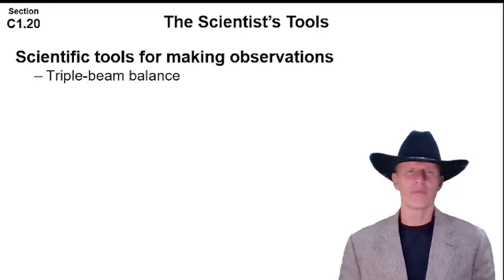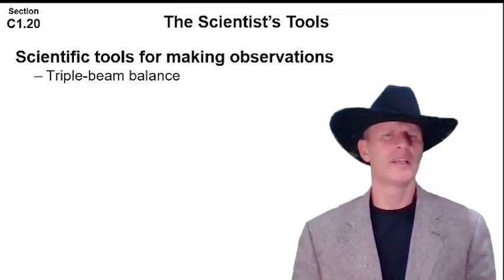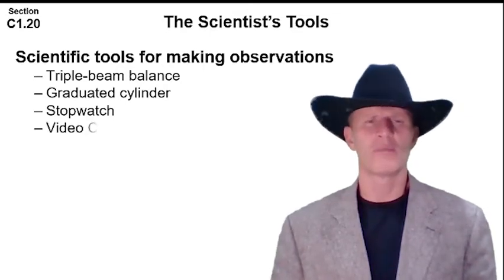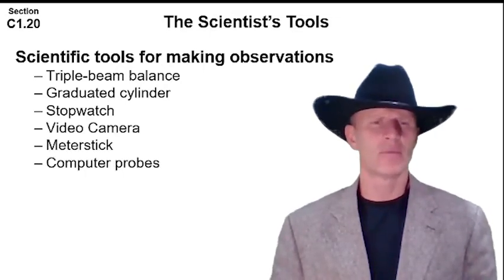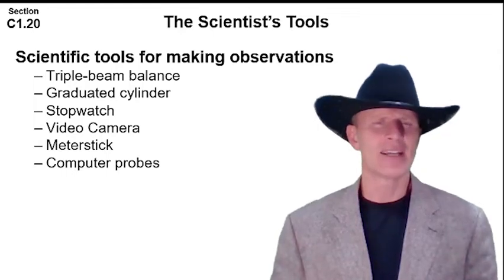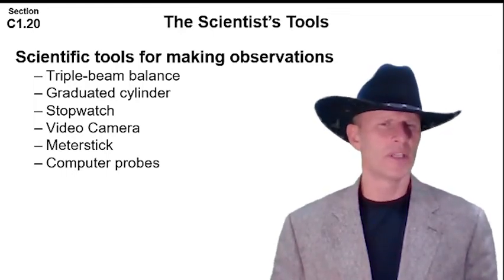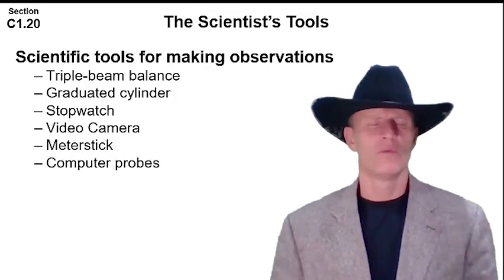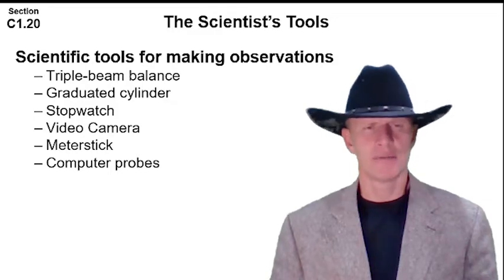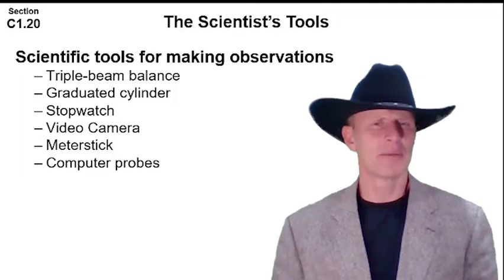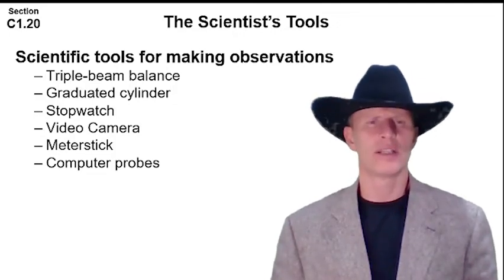Some of the tools that are used for making observations would be like a triple beam balance or a graduated cylinder to measure volume, a stopwatch for time, video camera for time, meter stick, computer probes. Those are different tools the scientists can use for helping collect data to prove or disprove a hypothesis. So looking at our experiment, which would we use? And yes, we can use the graduated cylinder. We want to put the same amount of each different type of fertilizer into the pot, into the dirt.